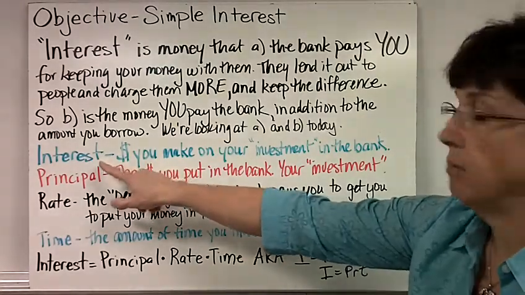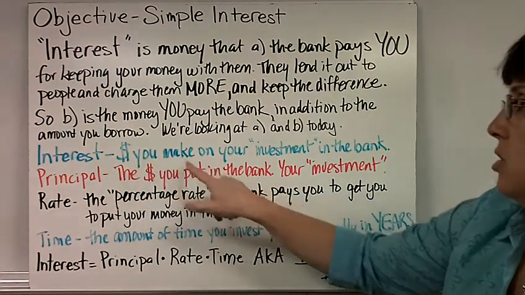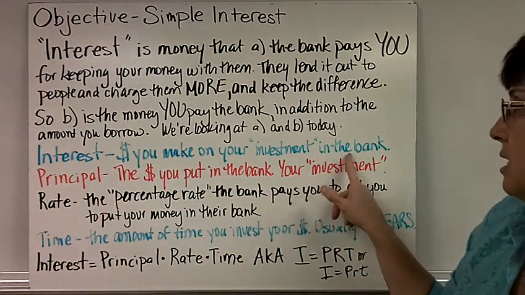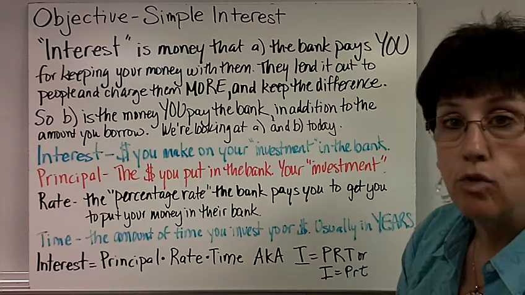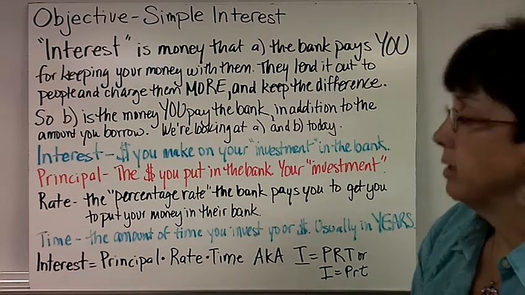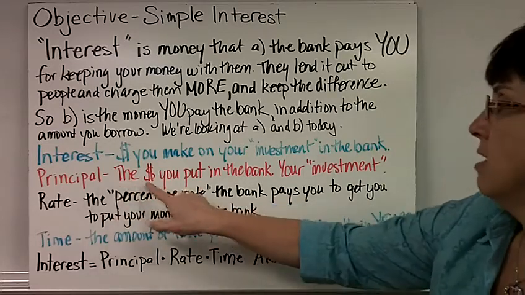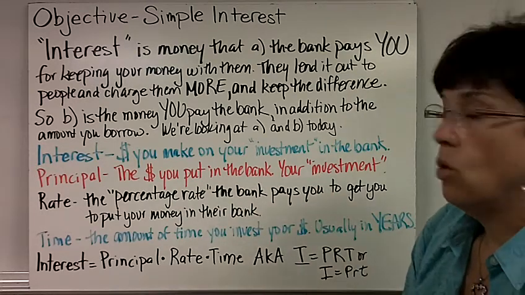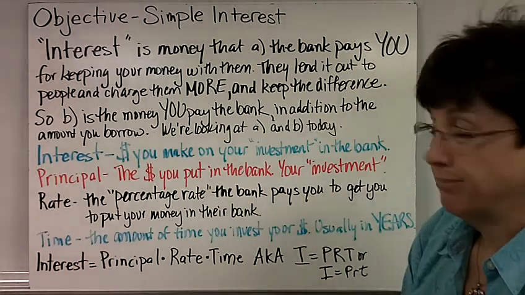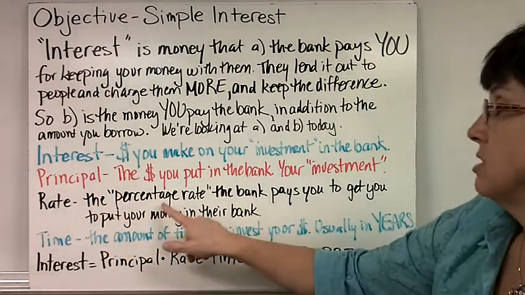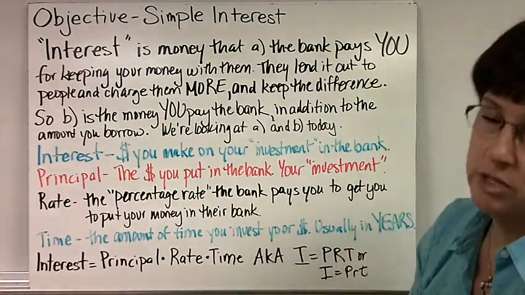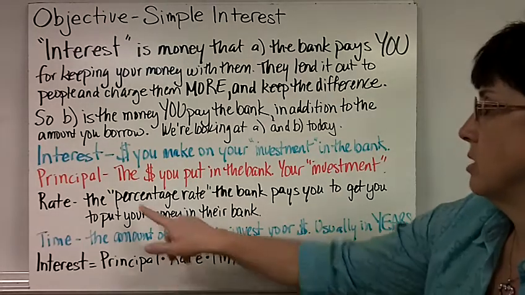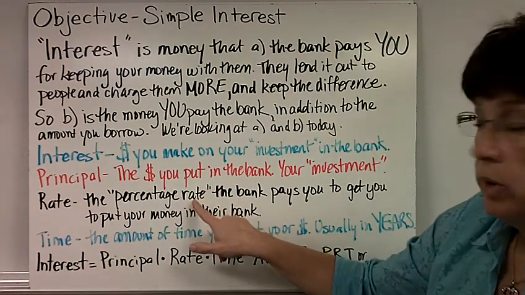So let's go over some vocabulary. Interest, money you make on your investment in the bank or money you pay for borrowing. Principal, the amount you put in the bank, your investment, or the amount you're borrowing. Rate, the percentage rate, but percentage rate, that's two words, and heaven forbid we say too much. So we just call it the rate.